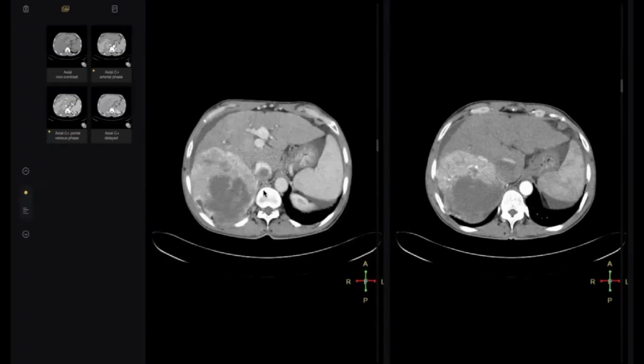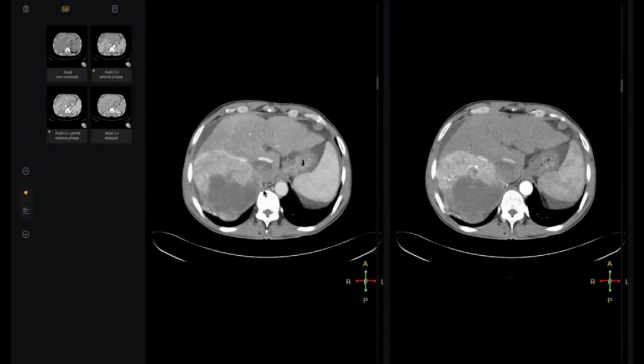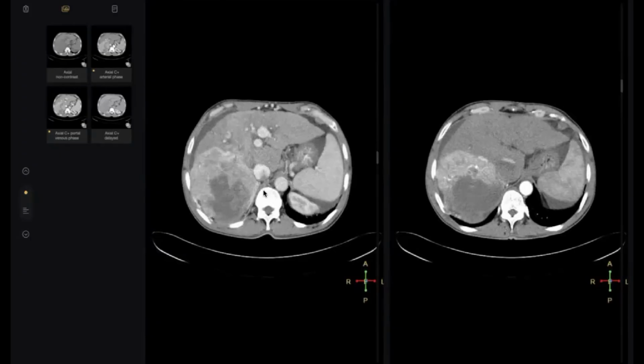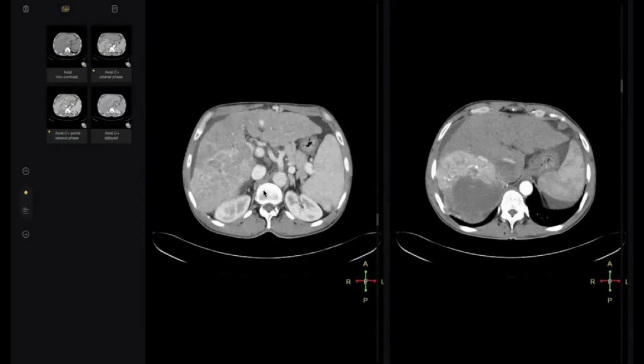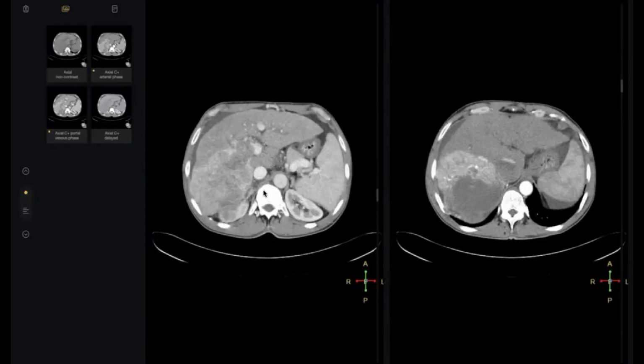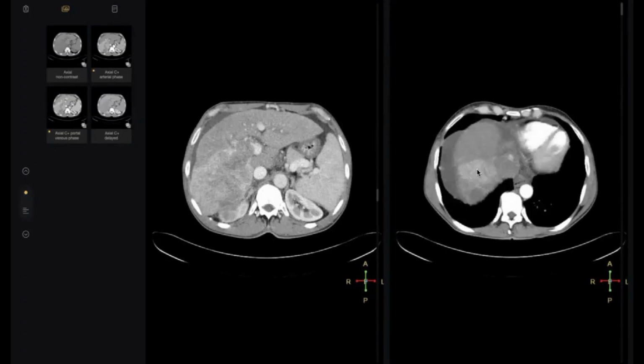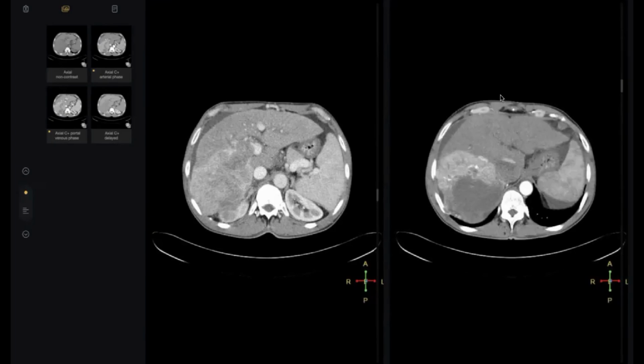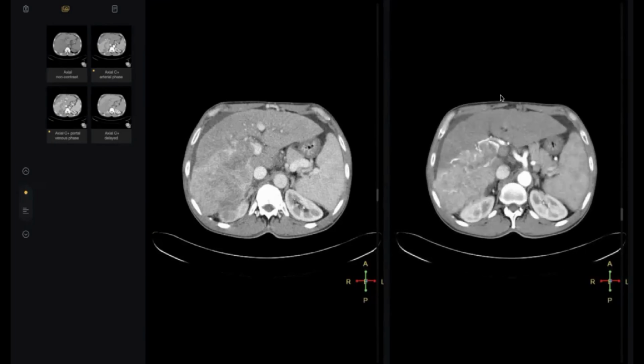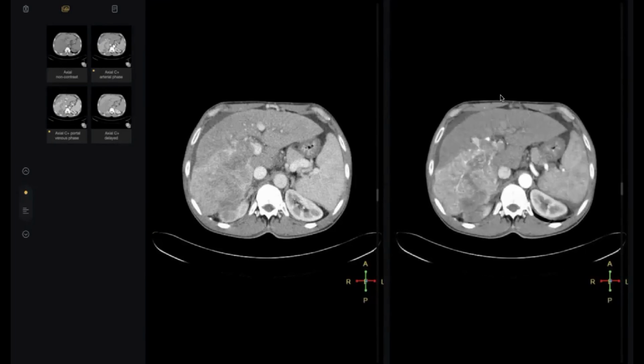This is portal venous phase. The right portal vein is thrombosed, with extension of tumor thrombus. Is this tumoral thrombus or bland thrombus? How could you differentiate? I will look at the arterial phase again. I can see that there is a washout in this tumor thrombus as well. So it is a tumor thrombus.